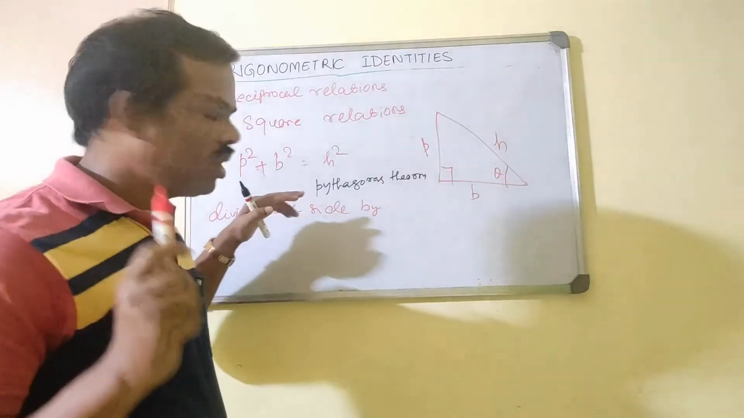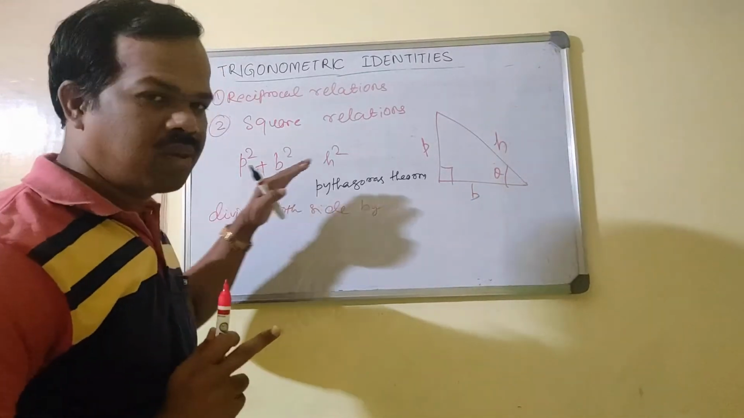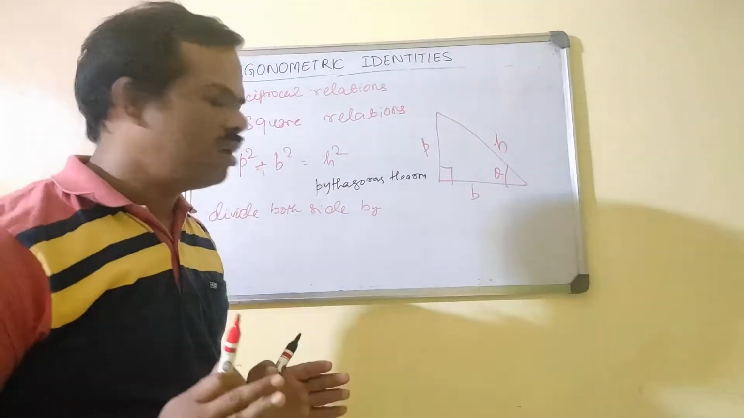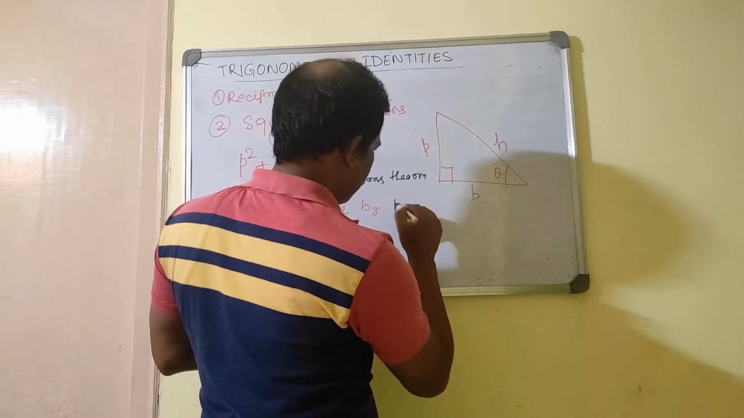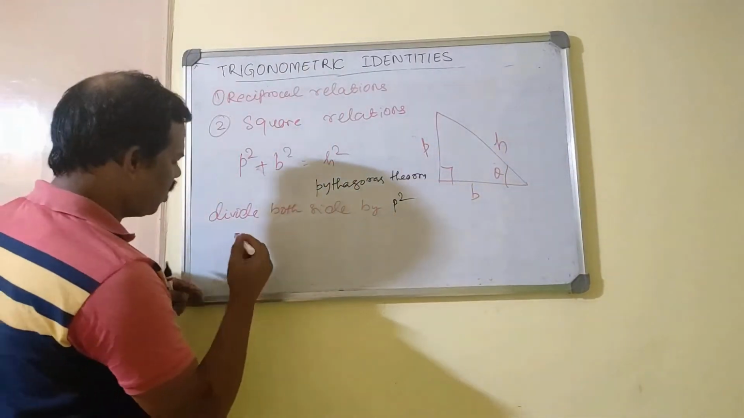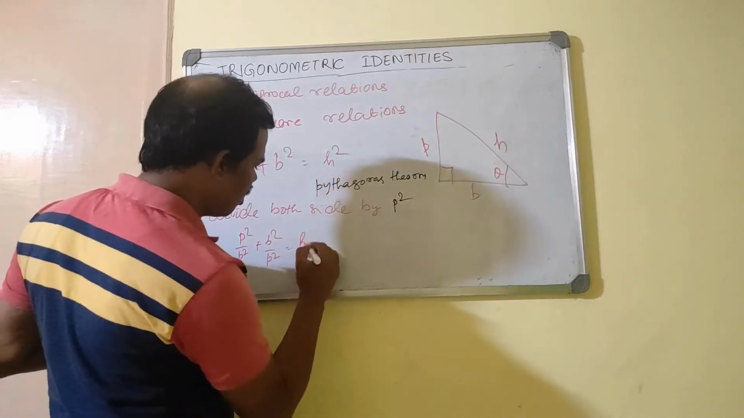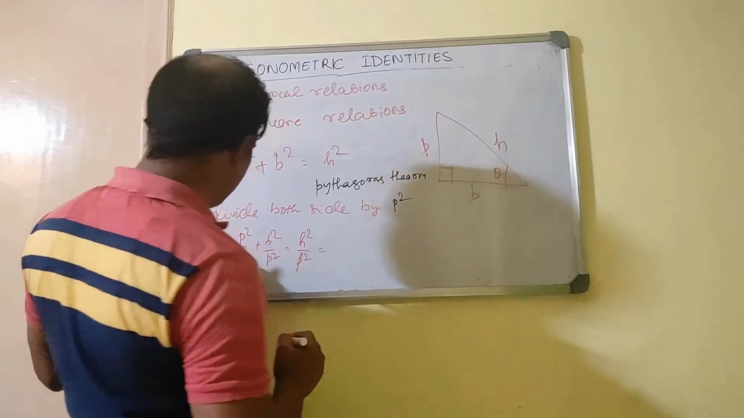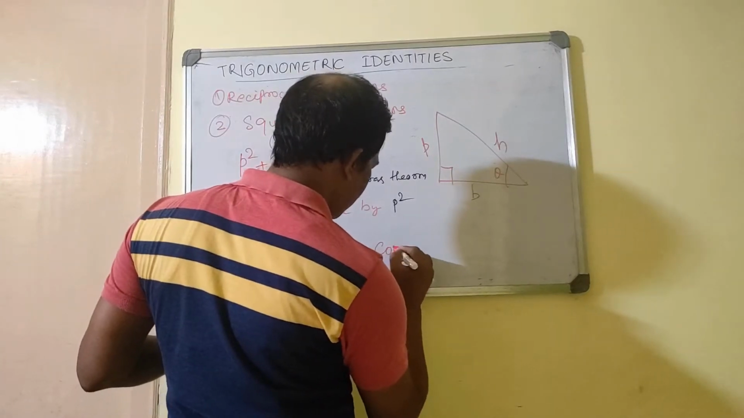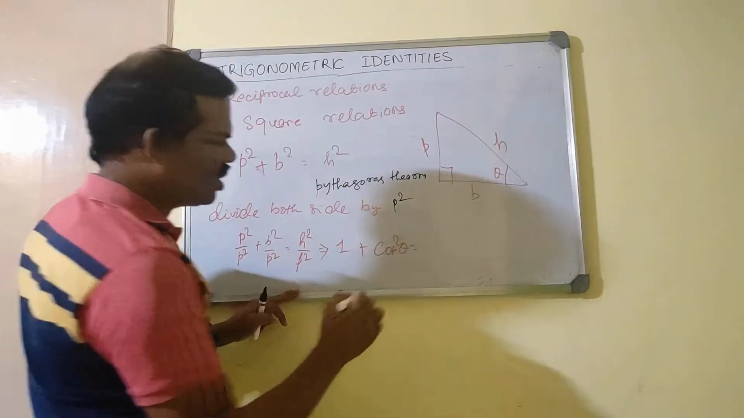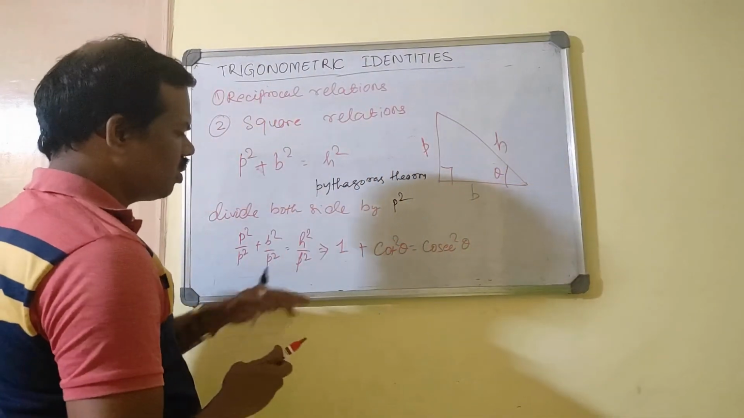Again, I am telling you, all my square relations I am going to derive from this single theorem, that is the Pythagoras theorem. I am not going to erase it, I will keep it. This time we are going to divide by p square. So what will happen to the equation? P square by p square plus b square by p square is equal to h square by p square. So p square by p square becomes 1. B square by p square will become cot square theta, and h square by p square will become cosec square theta. So this will be the second.